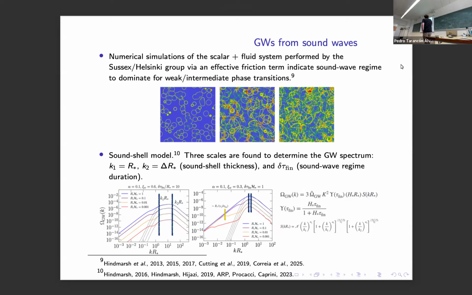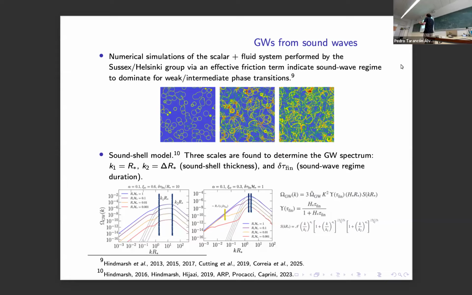These are the two characteristic scales, and it's exactly what we find in the gravitational spectrum. In a paper with collaborators, we were trying to understand a bit more about the sound shell model, and we found that you also have an additional scale which depends on the duration of these sound wave regimes. Basically, we have these sound waves which are present there, and they are only dissipated by viscosity, which is extremely small. So this takes very long times to dissipate.